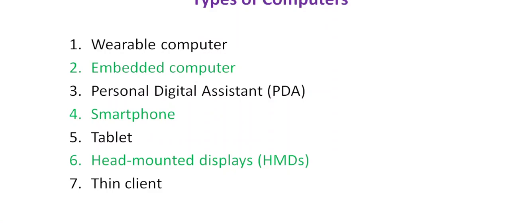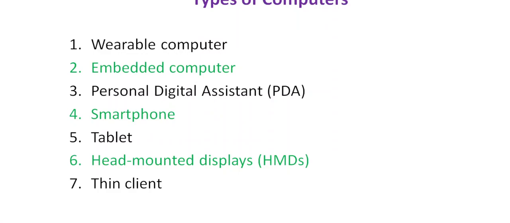And then personal digital assistants, where you can store information such as addresses. People used these digital assistants, but nowadays nobody is using them because we have smartphones. Before smartphones, digital assistants were used. That means all the contact details were stored in PDAs, personal digital assistants.